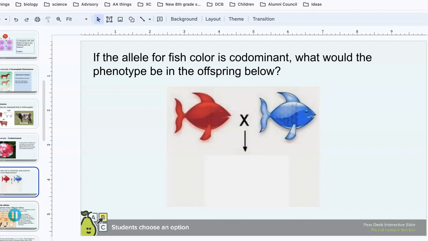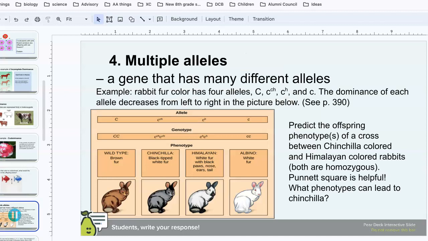And I think that's what a lot of people would think, but you have to remember, this is where people make the mistakes. The codominant versus the incomplete dominance. Codominance, they both pop up. Incomplete dominance is one pops up and the other one doesn't.